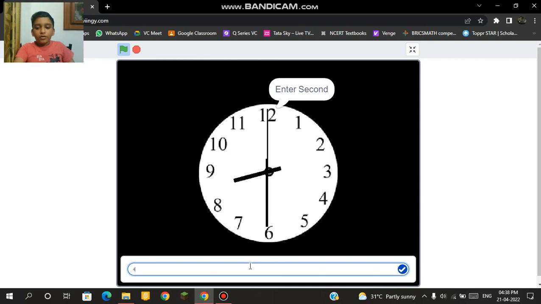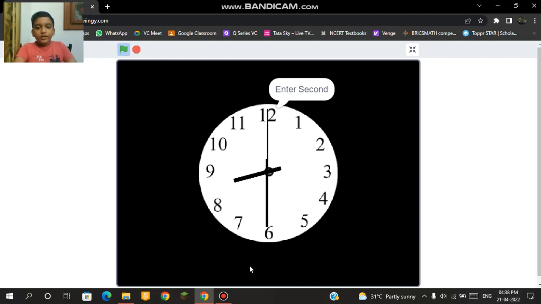Now if I type seconds as 45, then the second needle will go to 45 and it will start moving. So as you can see, the second needle is moving perfectly fine. So I will see when the minute needle also moves. Okay, so as you can see, the minute needle has also moved. So that means our clock is working perfectly fine. The hour needle is also moving, but because it moves slowly, it is hard to capture on camera.